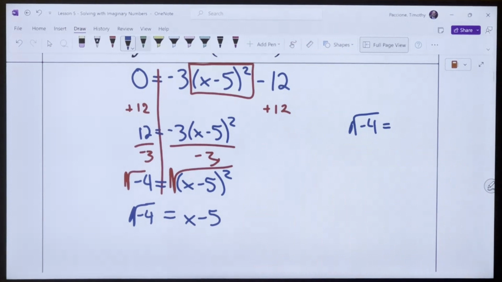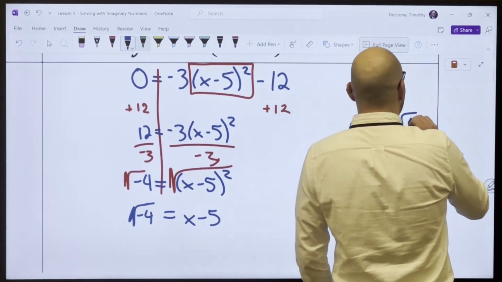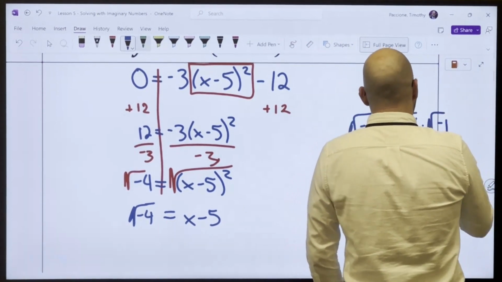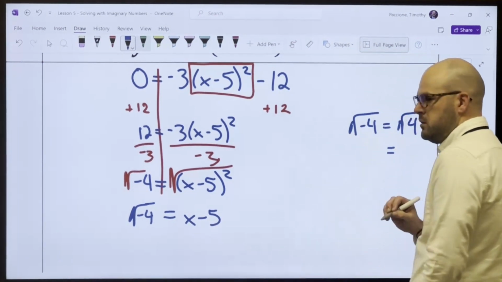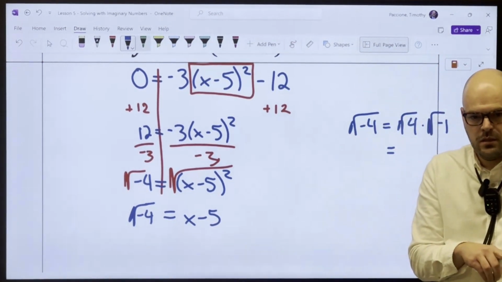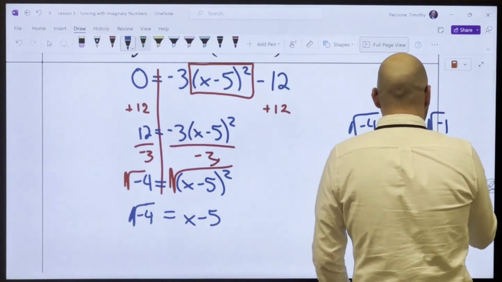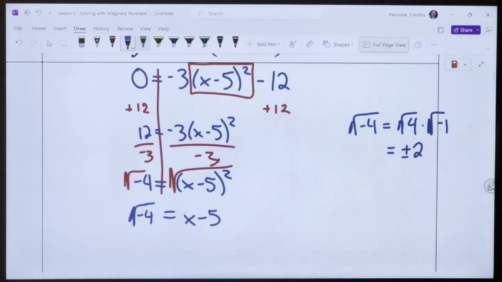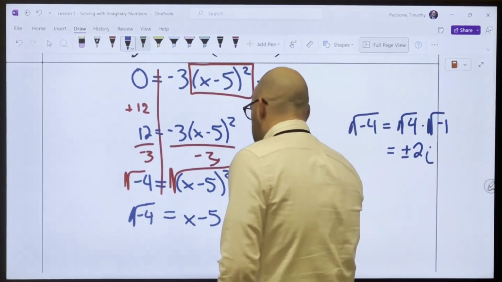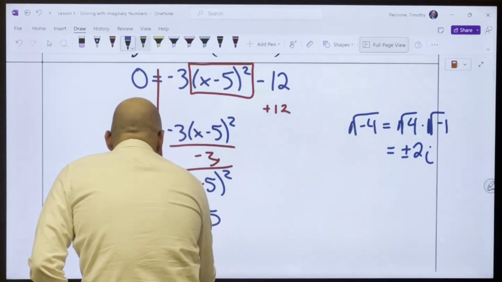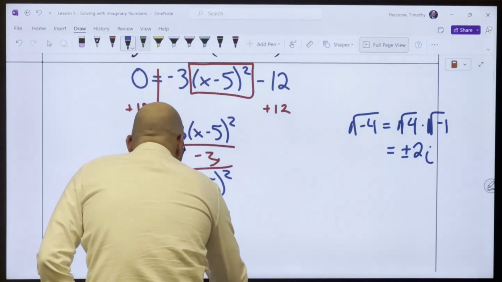Yep, square root of 4 times the square root of negative 1, which is... square root of 4 is? Plus or minus 2. And square root of negative 1 is i. So our answer is plus or minus 2i equals x minus 5.